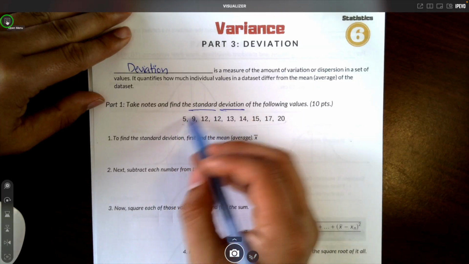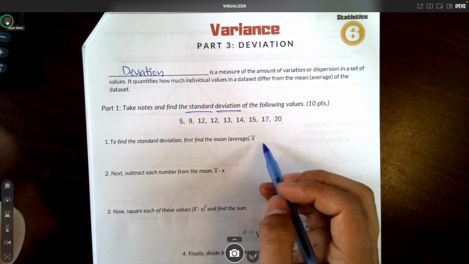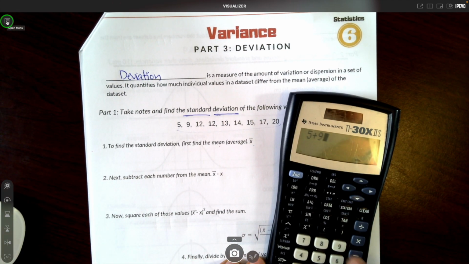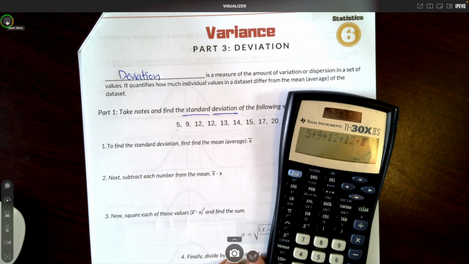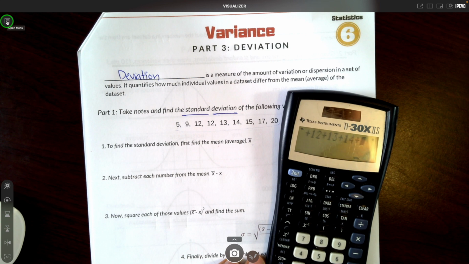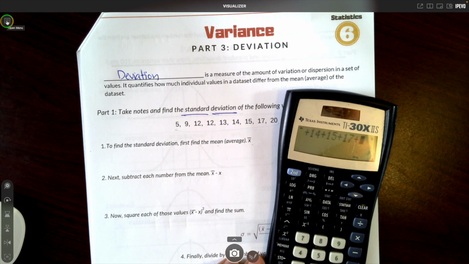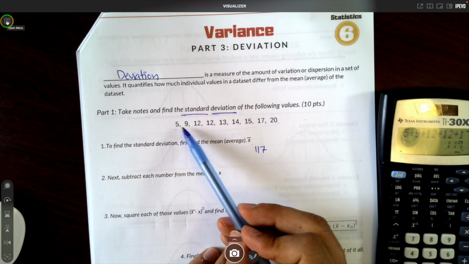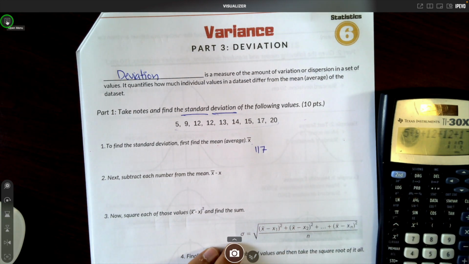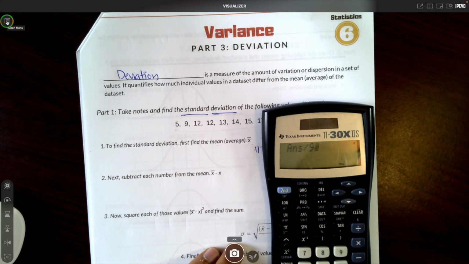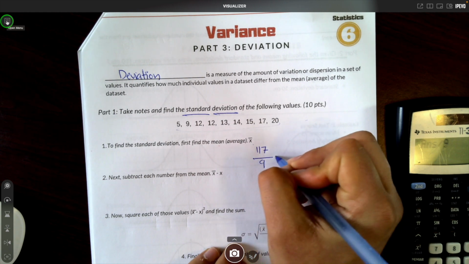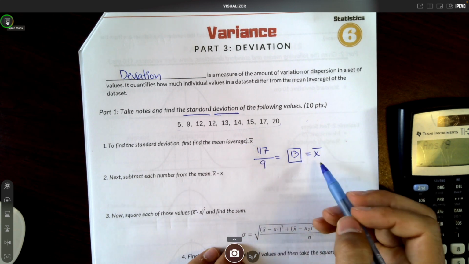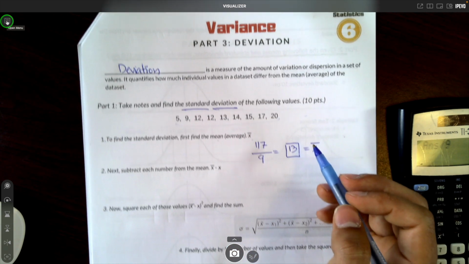So we got all these numbers. The first thing you got to do is find the average. So that means you got to get your calculator, and you're going to do 5 plus 9 plus 12 plus 12 plus 13 plus 14 plus 15 plus 17 plus 20. So you get the total. It's 117. There's 1, 2, 3, 4, 5, 6, 7, 8, 9 numbers. So you divide by 9. I must have done this on purpose because we got a nice number. So the average, this is X bar. X bar means average. Anytime you see an X with a little line on top, that means the average.